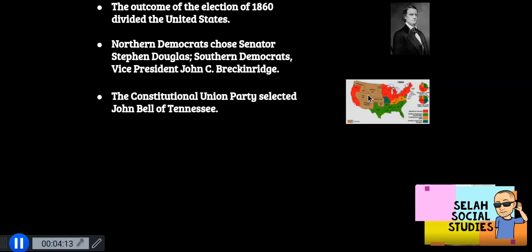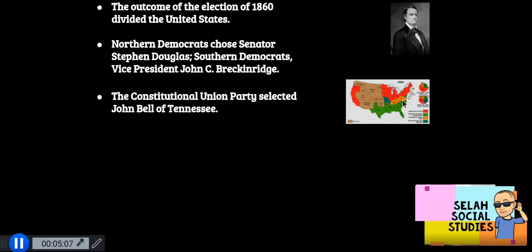The Northern Democrats select Stephen Douglas, that senator from Illinois. The Southern Democrats select Vice President John C. Breckinridge. And the Constitutional Union Party selects John Bell from Tennessee. When you look at this electoral map, believe it or not, Stephen Douglas wins the state of Missouri. He doesn't even win his own state of Illinois. Abraham Lincoln is the red area here. Lincoln wins the northern states, California out here, and Oregon. John Bell wins Tennessee and the surrounding areas, and John Breckinridge wins the southern part of the United States.